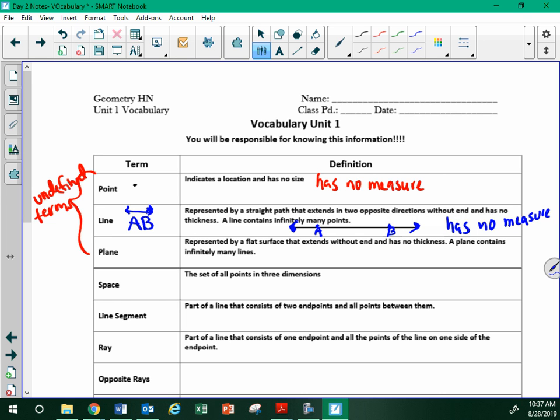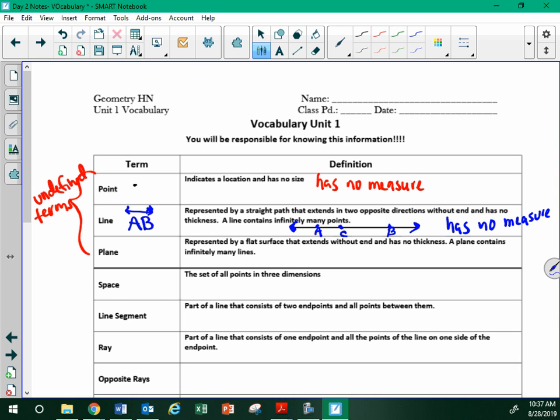Let's say that we had a third letter on there, C. You only need 2 letters to name a line. So you could call this line AC, line CA, line CB, BC, line AB, or BA. You don't have to use all 3 letters, just 2 of the letters to indicate which points the line contains.